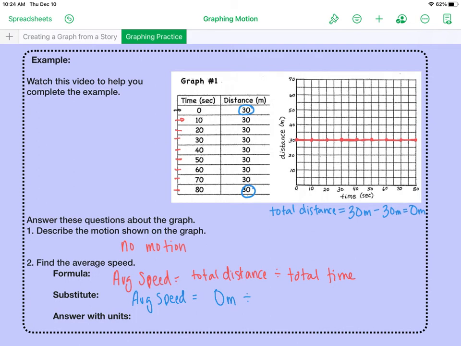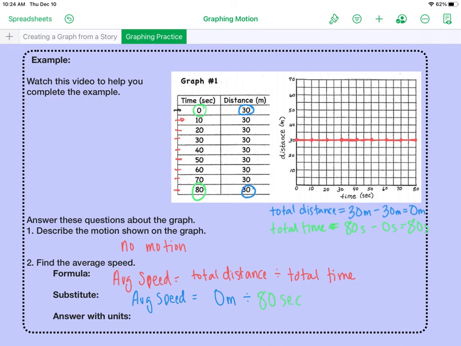And then I'm going to divide that by my total time. So same thing as when we did total distance, you're going to figure out your first and your last, and you're going to subtract those 2. So my total time will equal 80 seconds minus 0 seconds, which gives me 80. Now, if you start at 0, this is a lot easier, but on this one we started at 30, so we did have to go through this process. So since I start at 0, I have 80 seconds.